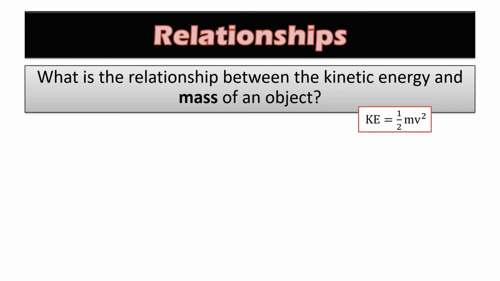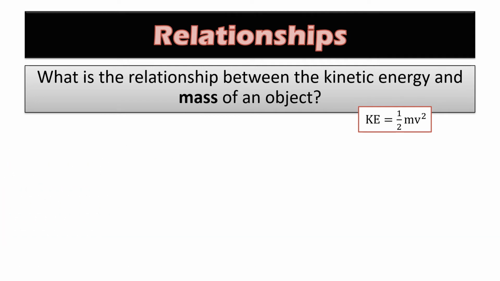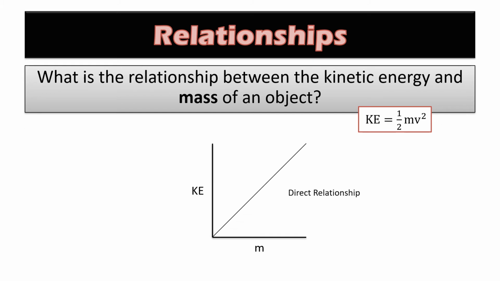Okay, so just really quick, we're doing some relationship problems. There's going to be a graph that pops up on the screen. It says, what is the relationship between the kinetic energy and the mass of an object? So you could have a little smart car like that, or a huge tank. If you increase the mass, what happens to the kinetic energy of the object? Well, you can see from the equation, it's a direct relationship. If I double the mass, the kinetic energy gets doubled. Direct relationship, just like this. So more mass, more kinetic energy.